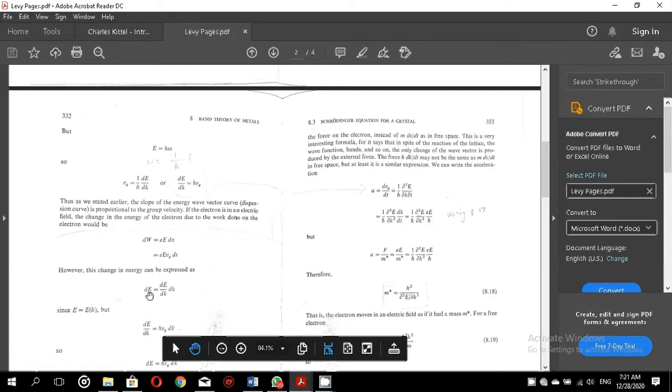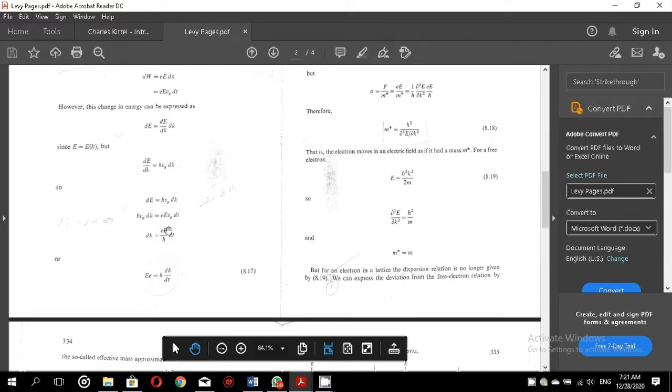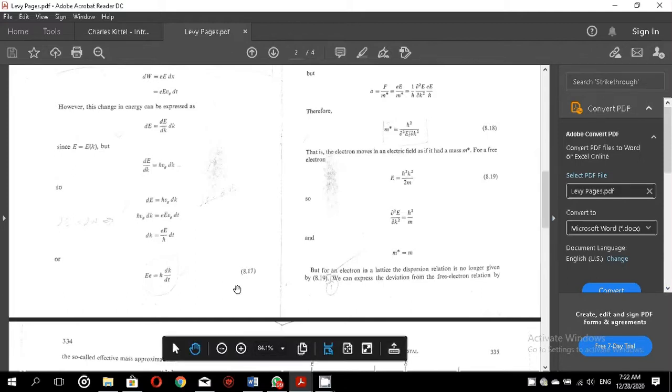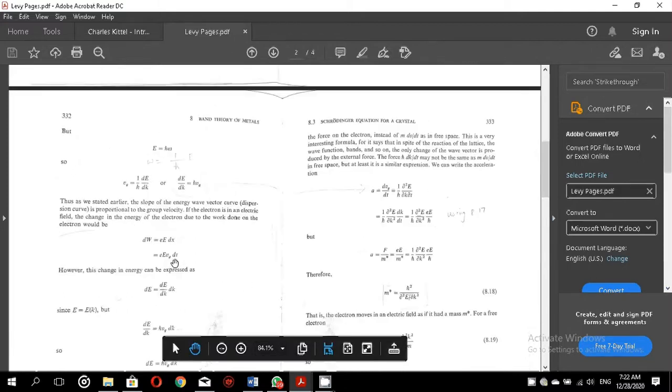So here we have written the differential of energy, and since E is a function of k, we have dE over dk is equal to h vg. So dE is equal to h vg dk, and h vg dk is equal to eE vg into dt, and dk comes out to be this, and we get the equation 8.17.